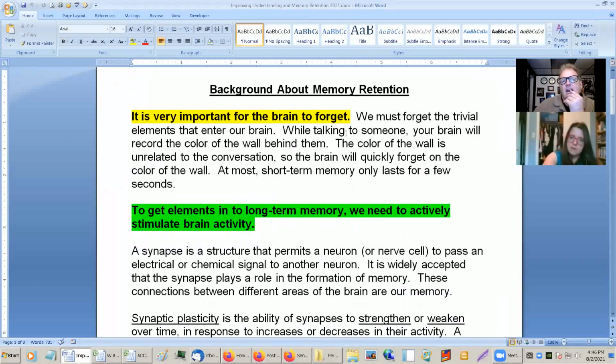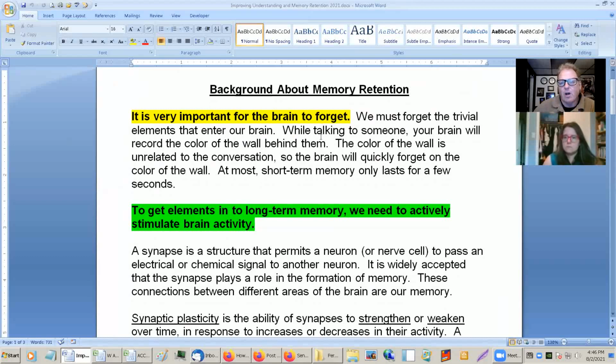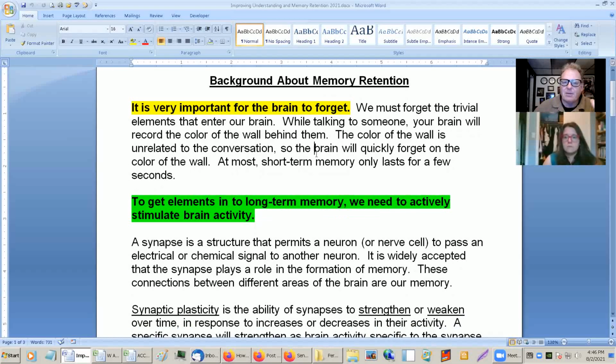It's like six tips about improving memory retention. Basically everyone's brain is set up to forget things. It has to. You talk to somebody, the color of the wall behind them, unless you make a mental note of it or say something about it, you're probably going to forget it. When you talk about people at crime scenes, you get 5 people who give 5 different accounts. It's because their brain has already forgotten what has happened.